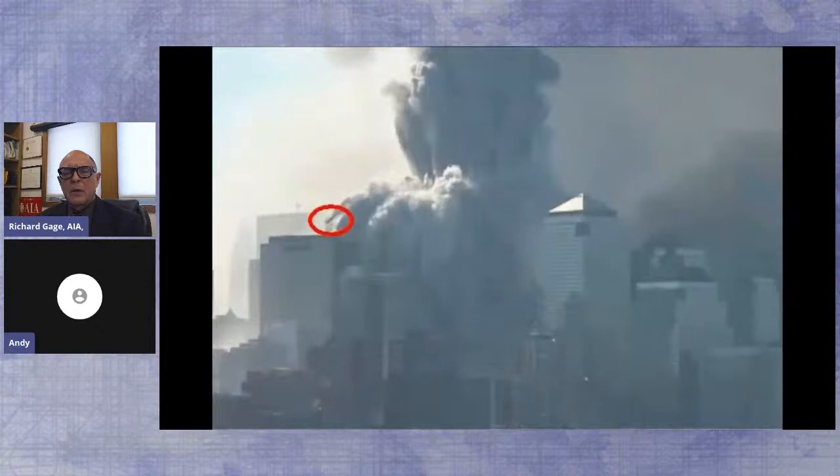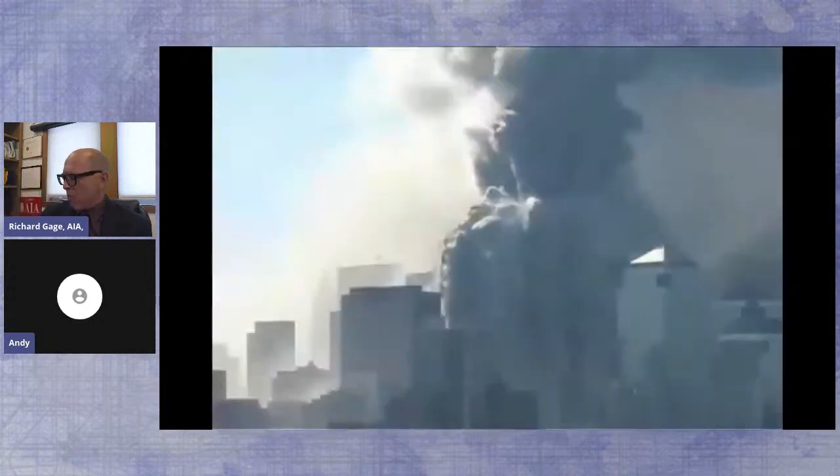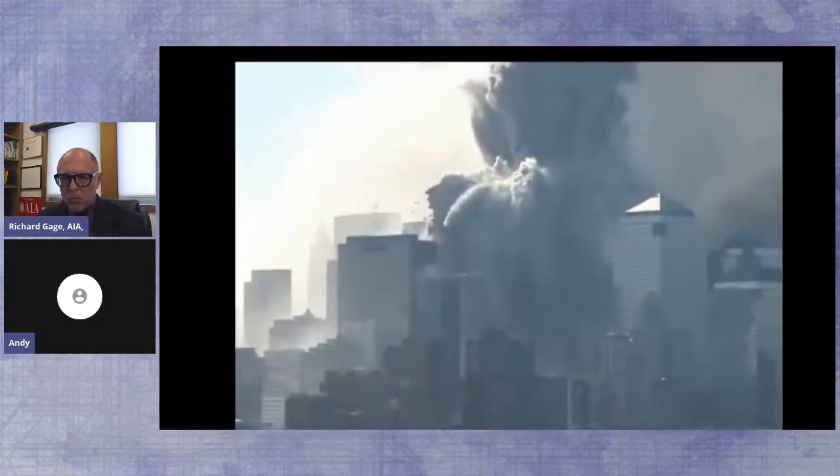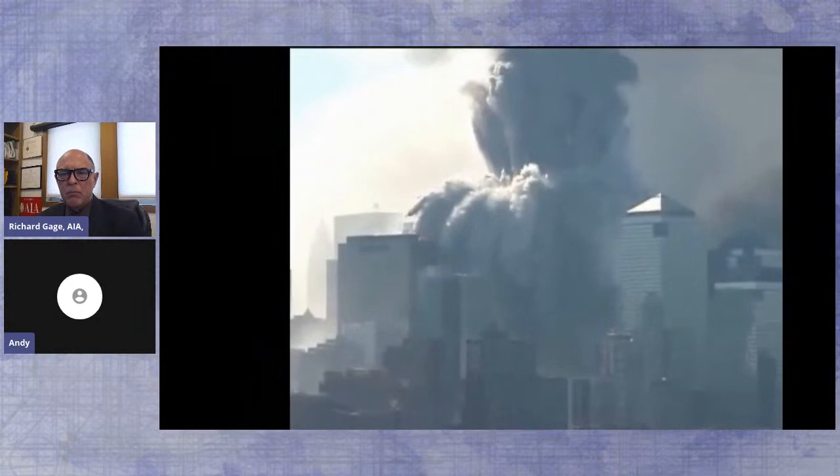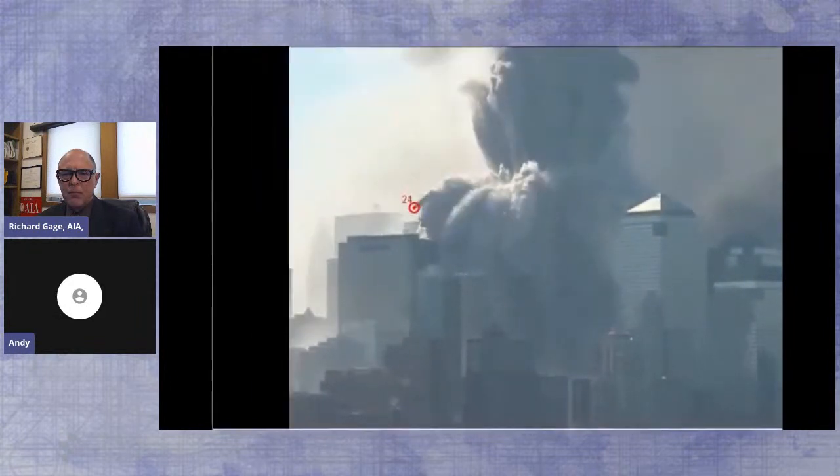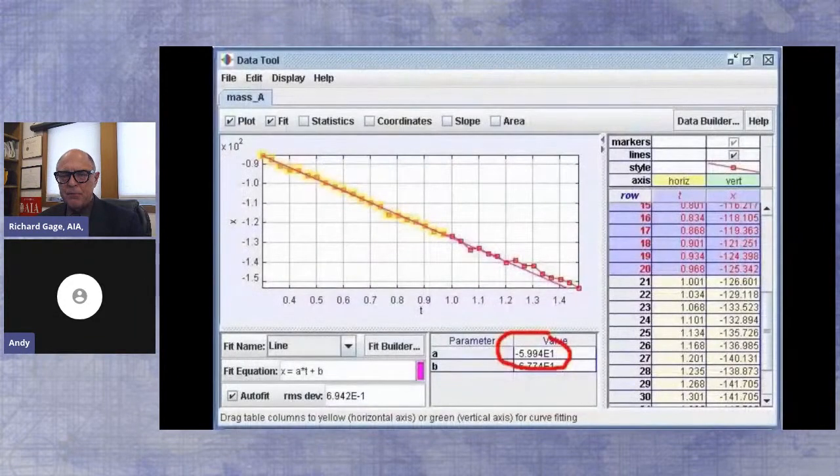I'm here measuring the horizontal speed of what appears to be one or more wall units, which are being thrown northward from the North Tower. Because it was recorded by a handheld camera, I had to first stabilize the image. Then I did the measurements from the stabilized version of the video. Final result, 35 meters per second, which is 78 miles per hour.